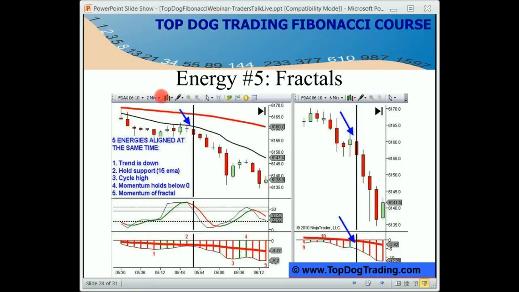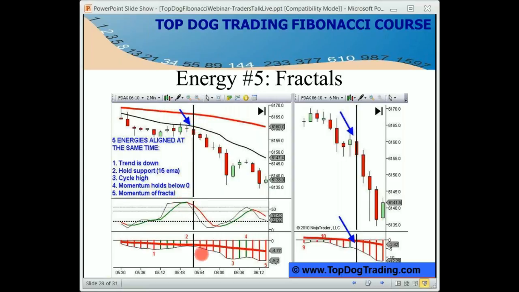And energy number 5 is the next higher time frame. So here we've got a 2-minute chart on the left, 6-minute chart on the right. I kind of like a 3-to-1 ratio or 1-to-3 ratio. You can do other ratios if you like. But the main point is here we have a beautiful little first retrace in the trend pattern. Trend is down. We're holding the 15 EMA. That's the 50 EMA. That's the 15 EMA. There's our cycle indicator. Boom.